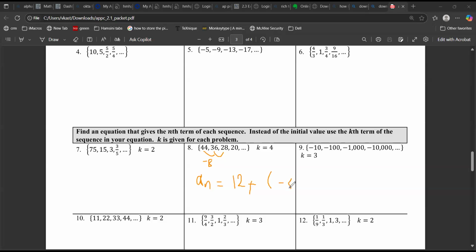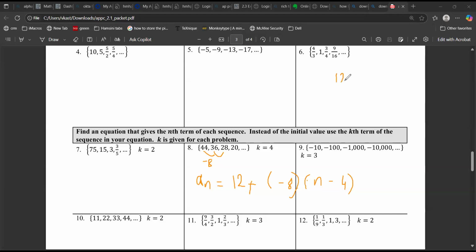Minus 8 power, minus 8 times, how many common difference? N minus k. So see, that is going to be tricky. So that's going to be n minus 4. You cannot leave it like this, guys. So what will you do here, guys? It's a lot of work here. If it is an arithmetic sequence, you should be able to multiply. So what happens here? Let me do it here.